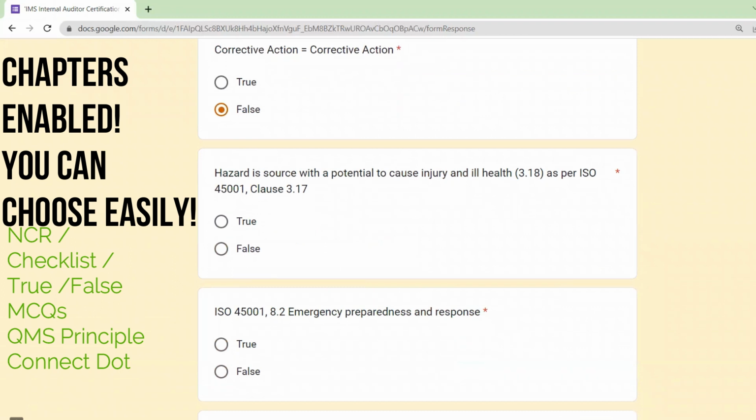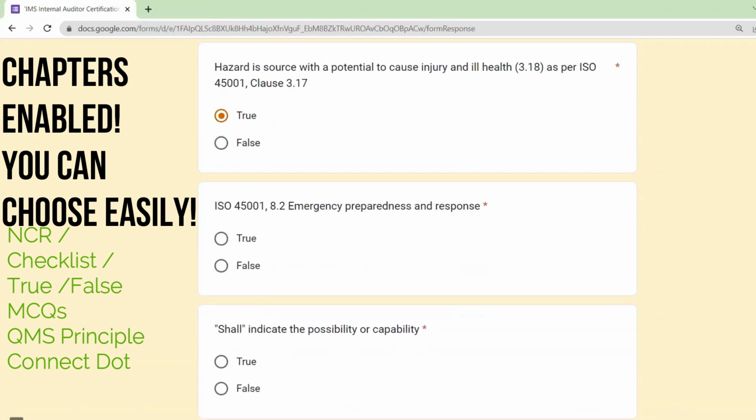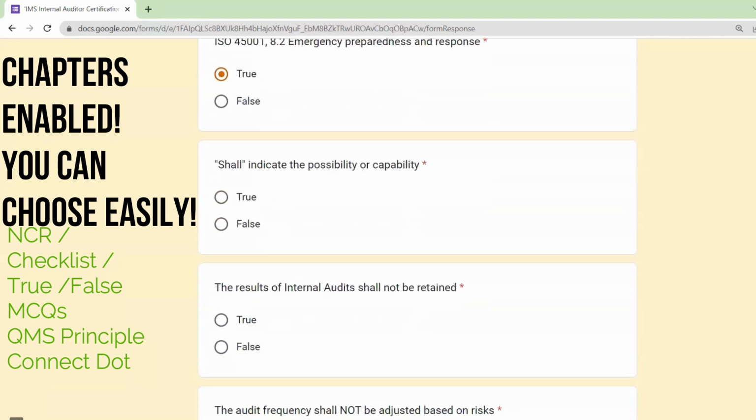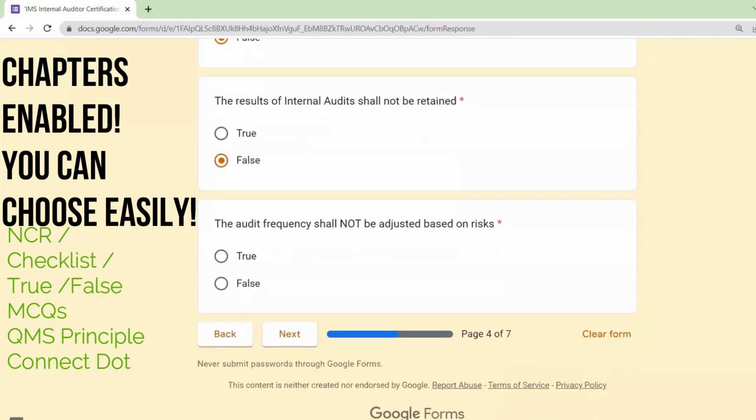Hazard is a source with the potential to cause injury and ill health, as per ISO 45001 clause 3.1.2. Yes. And then the next question: 45001 8.2, emergency preparedness and response, is there. Yes, right. And then, you have shall indicate the possibility and capability? No, shall indicate the requirement. The result of internal audit shall not be maintained. False, it should be maintained. The audit frequency shall not be adjusted. No, we have to adjust the frequency based on risk.